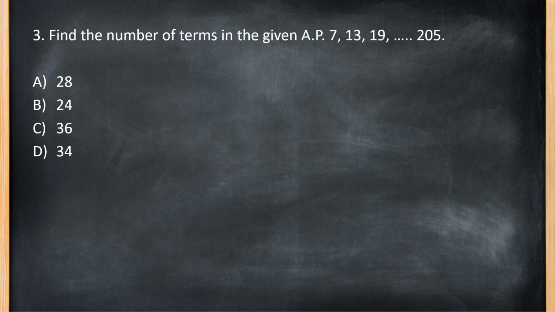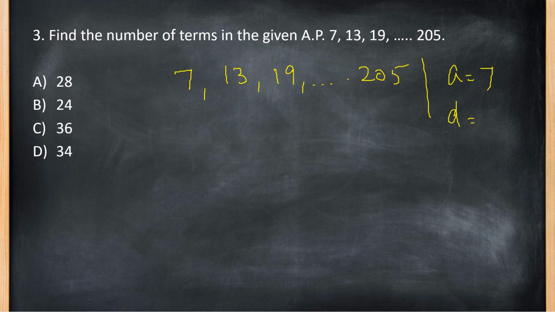The next question: find the number of terms of the given AP. As it is, we have been told that this forms an arithmetic progression: 7, 13, 19, and so on till 205, right? Let's take the number of terms. We are supposed to find the value of n. Let us first find a, which is 7 directly given, and d, the common difference, is 13 minus 7, which is 6. And this is the last term. So Tn is 205. Only after finding the value of n will we be able to find the number of terms. N is what we need to find.